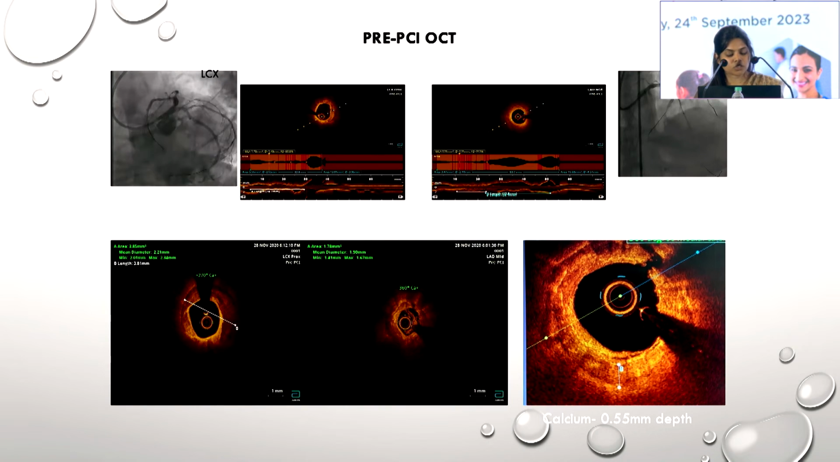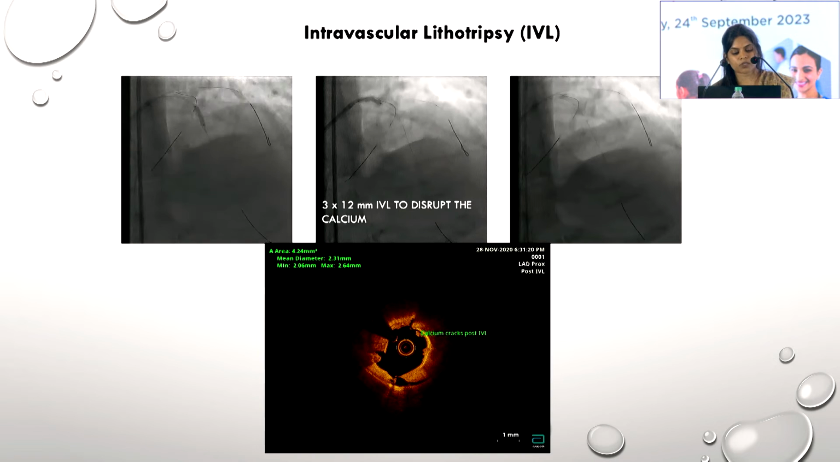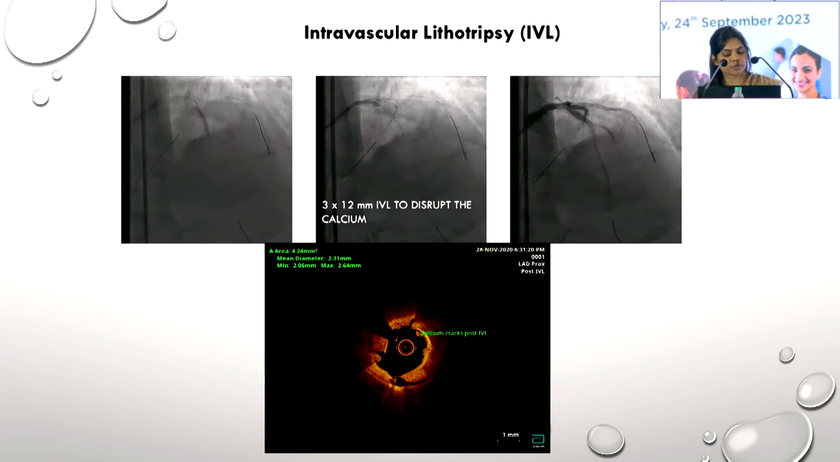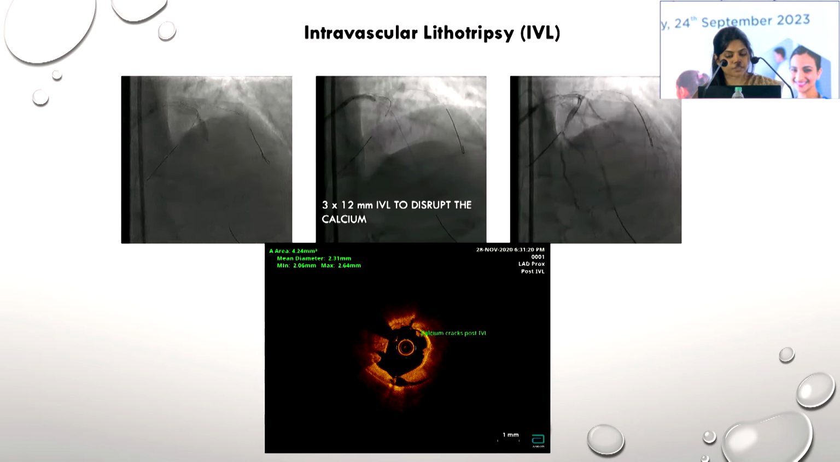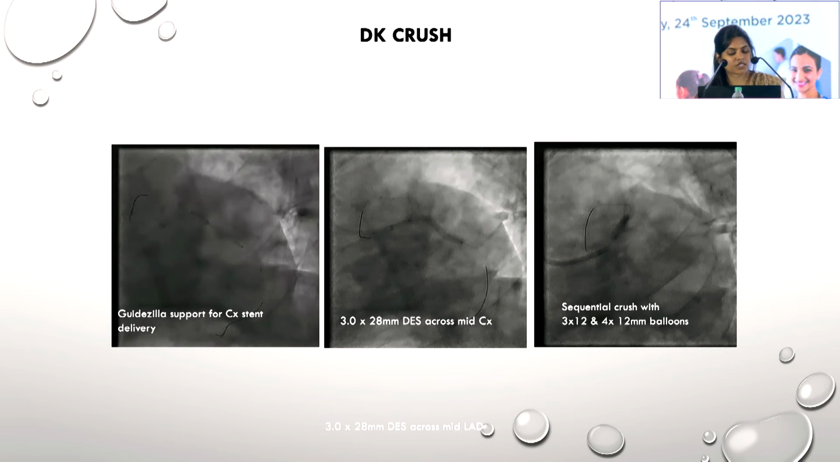The OCT showed a 270 degrees arc of calcium in the LAD and nearly a 360 degrees arc of calcium in the circumflex. So we went ahead with intravascular lithotripsy, post-ballooning. You can see in the lower image that OCT is clearly showing us the disruption of the calcium from the cracks there. And then we went ahead with the bifurcation stenting technique.